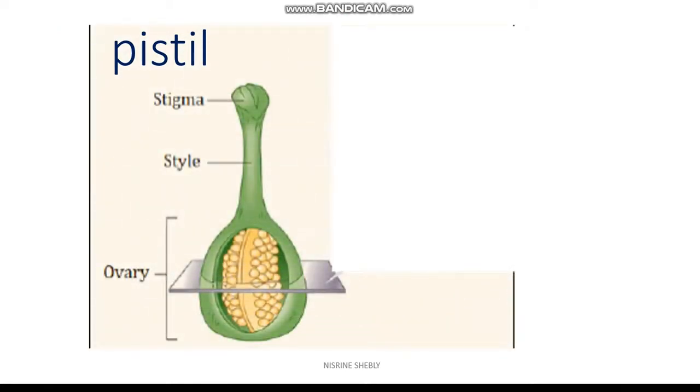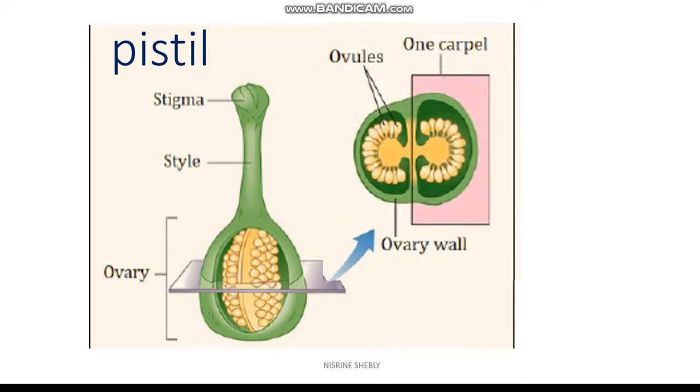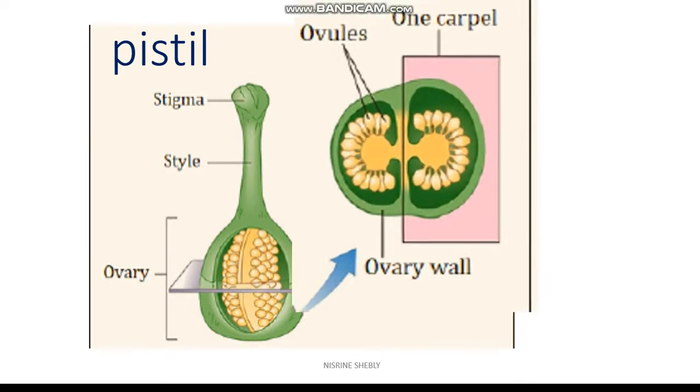Pistil. Pistil is the female organ of the flower. It consists of stigma, style, and ovary. Stigma, the top of the female part of the flower, collects the pollen grains. Ovary produces the female sex cells contained in the ovules.